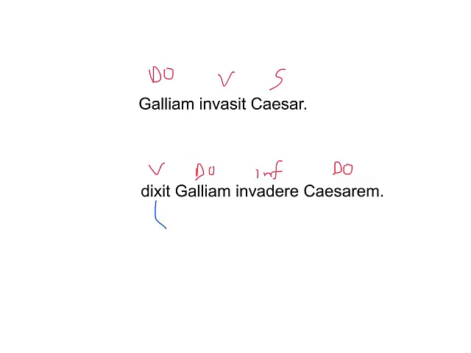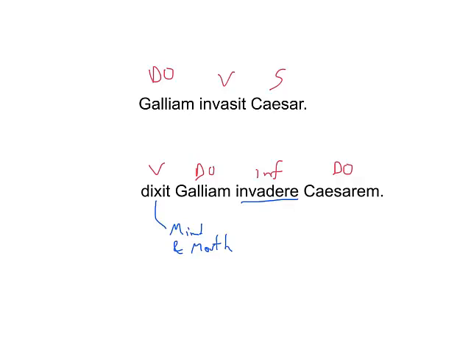First, dixit is what we call a mind and mouth verb. Mind and mouth verbs are verbs like I think, I believe, I say, I tell, that can take indirect statement clauses. And in indirect statement clauses, the verb is actually an infinitive. So there's our infinitive.